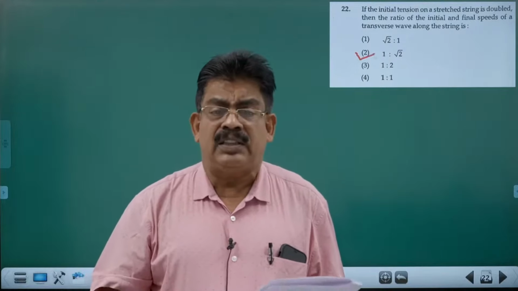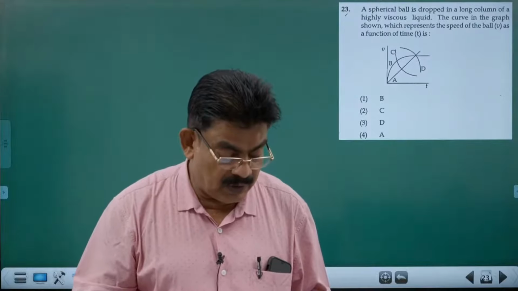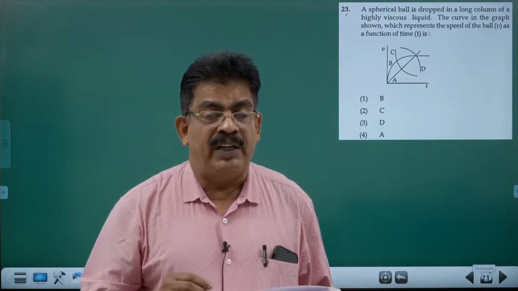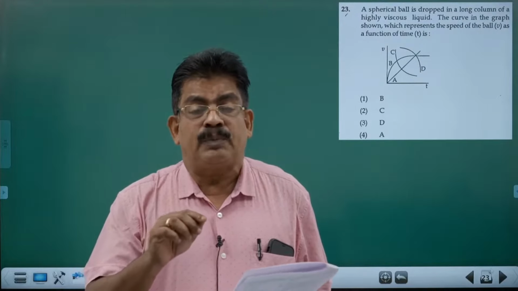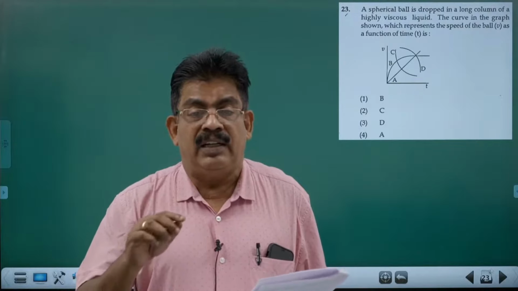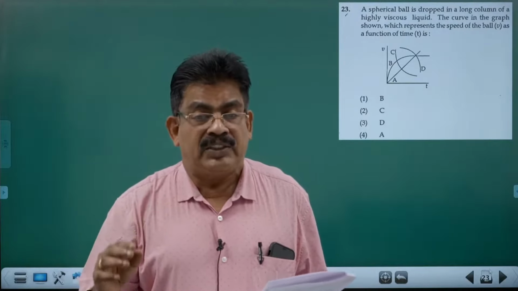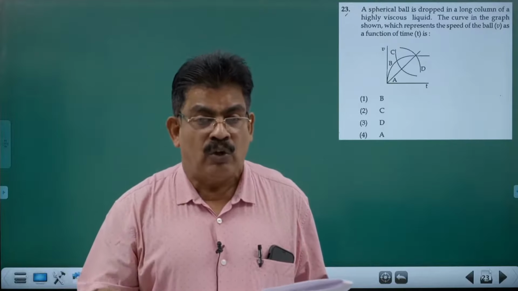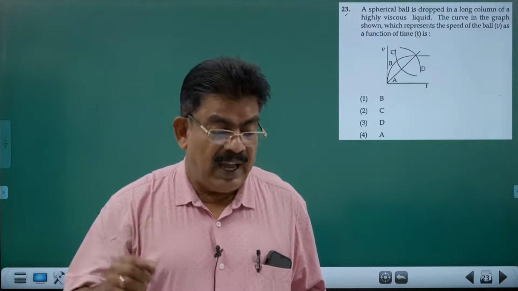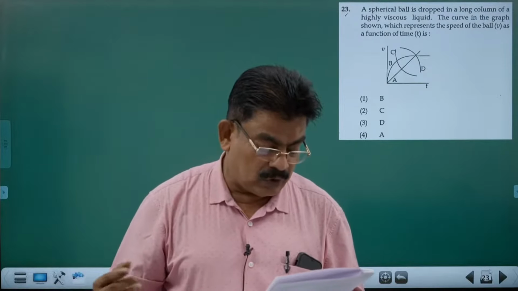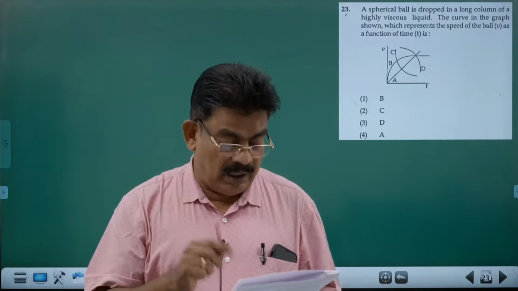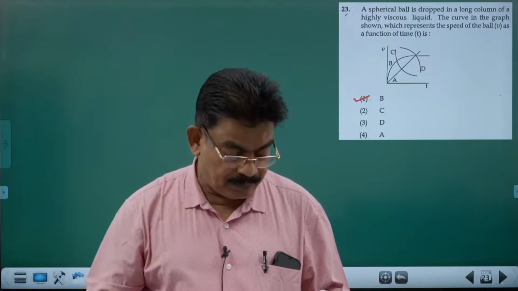Question 23rd is a basic question from theory. A spherical ball coming down through a viscous liquid: its speed increases and then becomes a constant value. Speed increases, then when it attains the terminal speed, net force becomes 0, then speed will remain constant. The correct option is the first one. In the diagram, it is marked B and the correct option is 1.